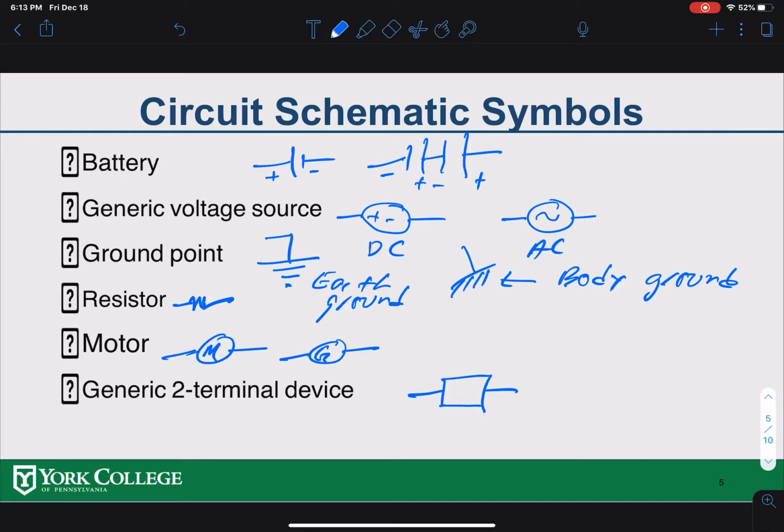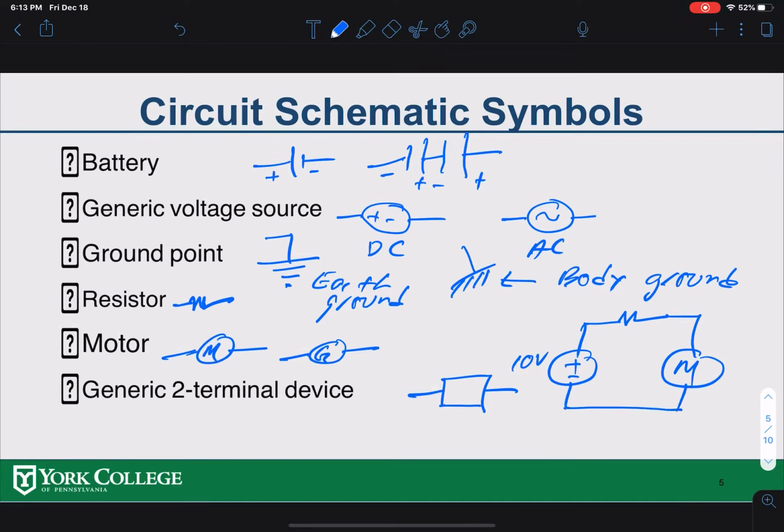So if you put them together in a circuit diagram, let's see, you have a battery or the voltage source over here. Let's say it has 10 volts here. Then you have a resistor over here. Then you have a motor over here. So that should be a simple circuit using some of the symbols we have in this slide.